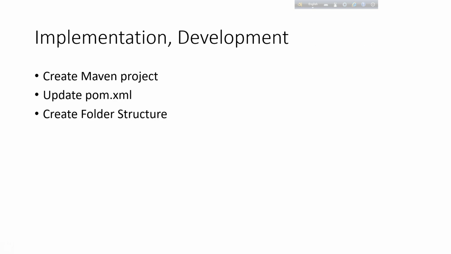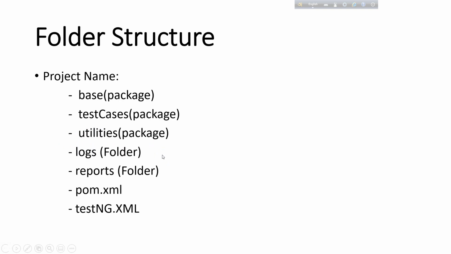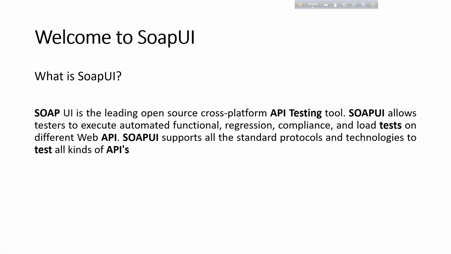So implementation and development: create a Maven project, update pom.xml, create the folder structure. These are implementation and development. Write the code. Then the folder structure usually will be like this: you will have a project name, then base package, test cases, utilities, logs, reports, pom.xml, then the TestNG XML file. So in the next class we will be working on it again.